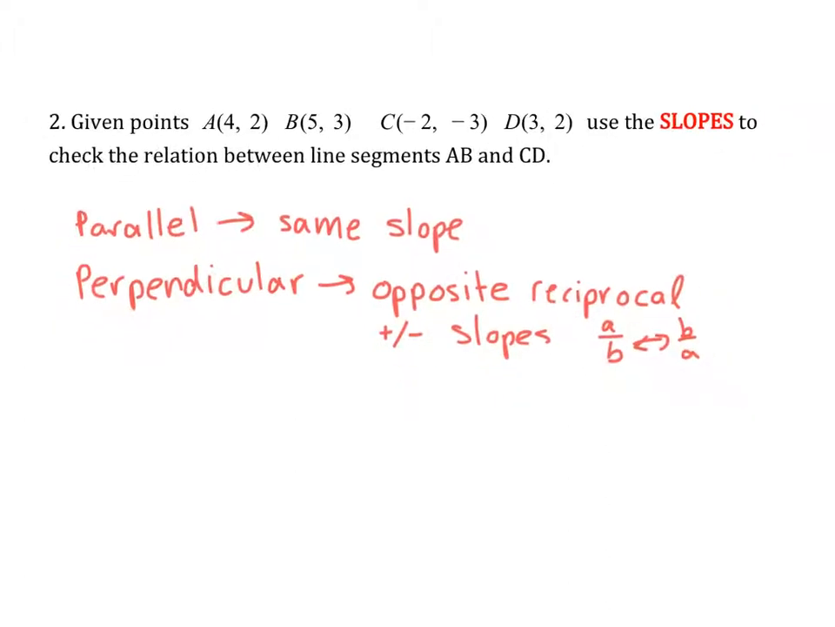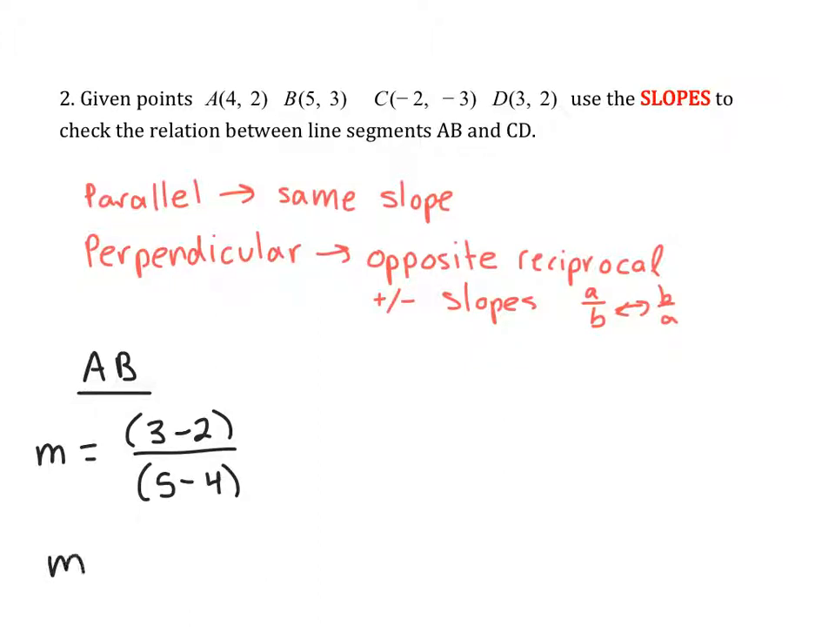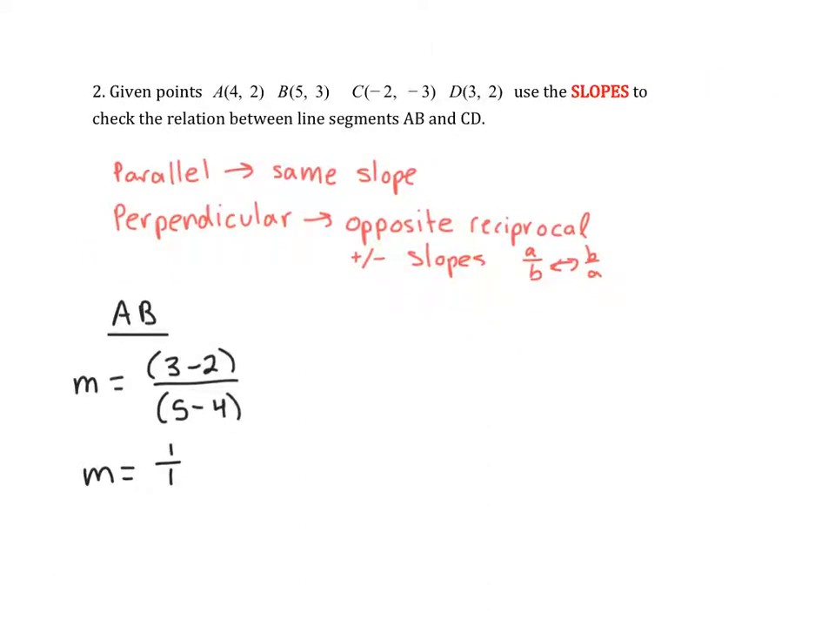So we're going to find the slopes of the two separate line segments and then compare them. So let's start by finding the slope of AB using our same slope formula that we just talked about. So we have y2 minus y1 over x2 minus x1. So I can simplify, and we have 1 over 1, which of course is just 1. So that's the slope of line segment AB.